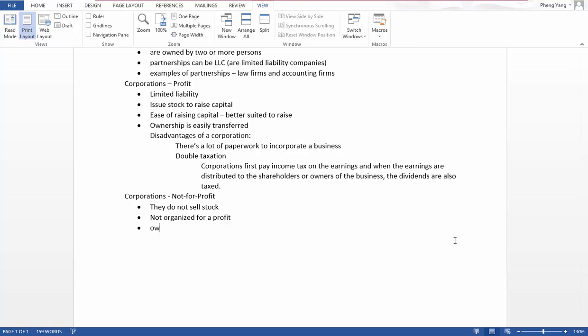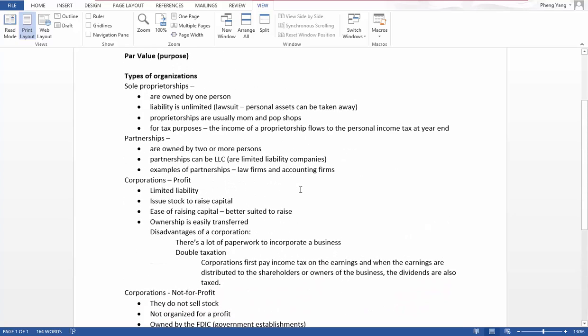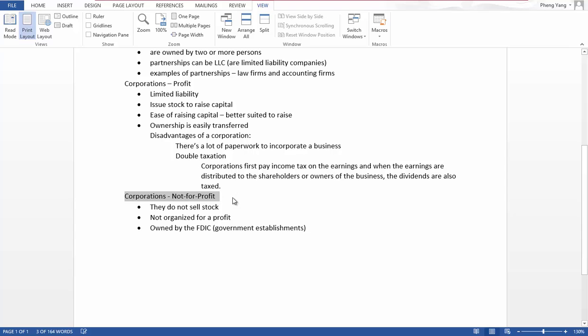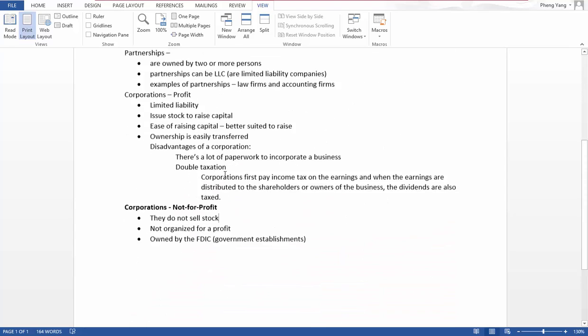And not-for-profit businesses are owned by the FDIC. Okay, and these are government establishments. Okay, that's kind of what I wanted to touch base on, types of organizations. Okay, and then not-for-profit organizations. Let's get into classes of stock.